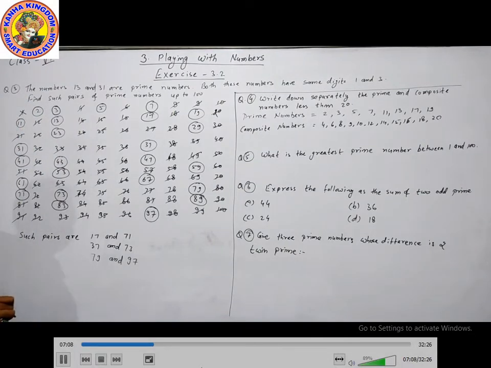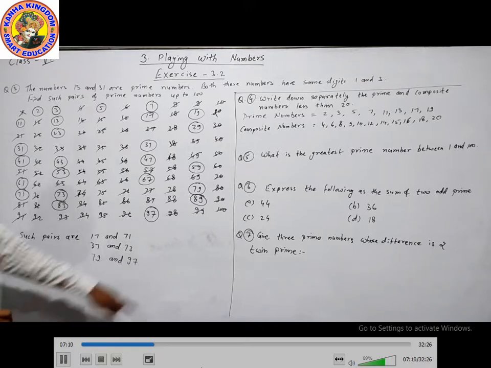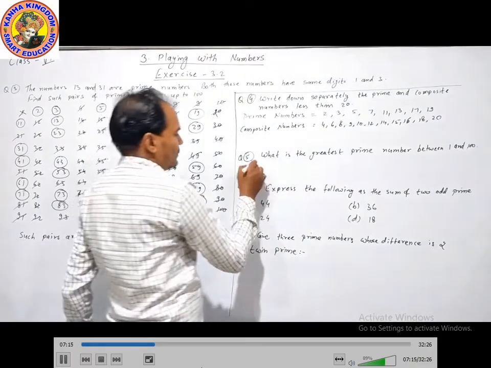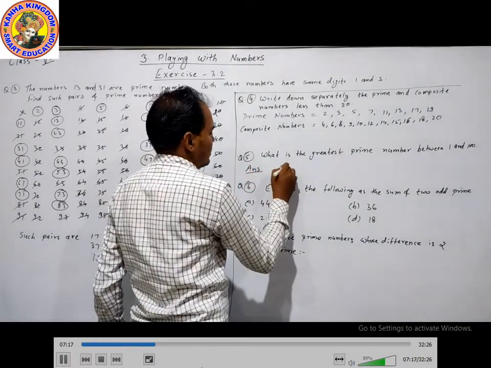What is the greatest prime number between 1 and 100? Greatest. Answer is 97.